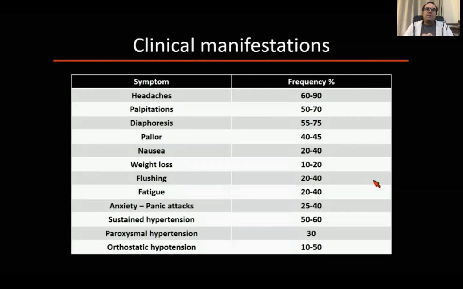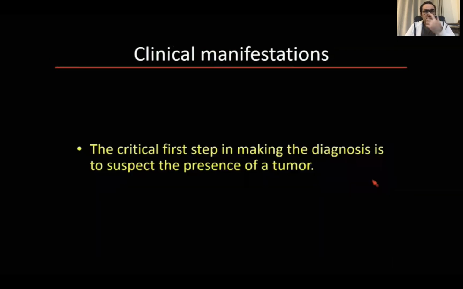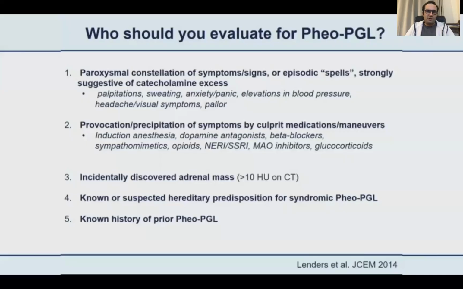We should also appreciate that not all patients of pheo and PGL are hypertensive. In fact, around 50 to 60% of patients have sustained hypertension and only 30% have paroxysmal hypertension. The patient may also have orthostatic hypotension. So the critical first step in making the diagnosis is to suspect the presence of a tumor.